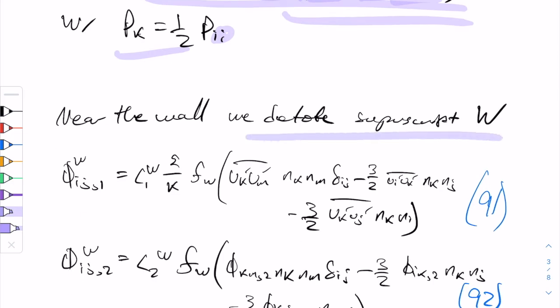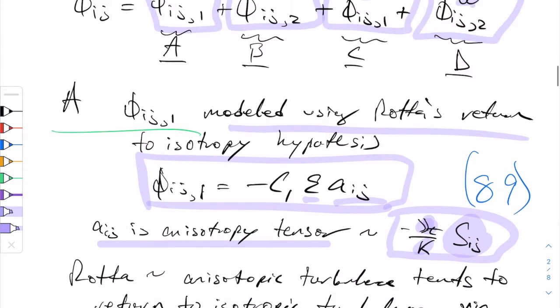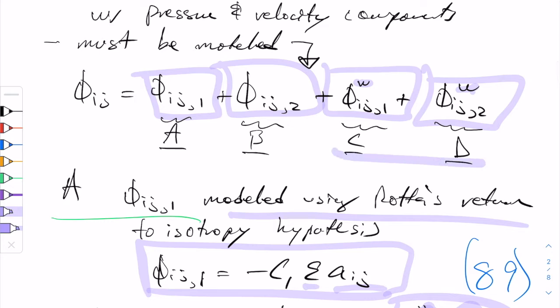So near the wall, we have to define the last two terms here of 88, I believe. I didn't number it, but C and D here. So you get the same two terms near the wall.